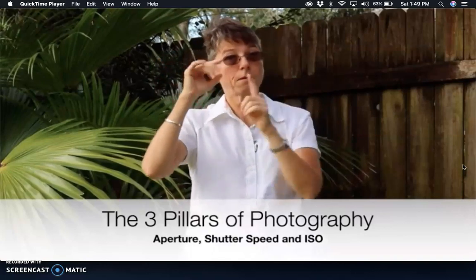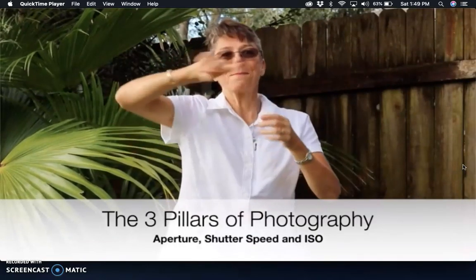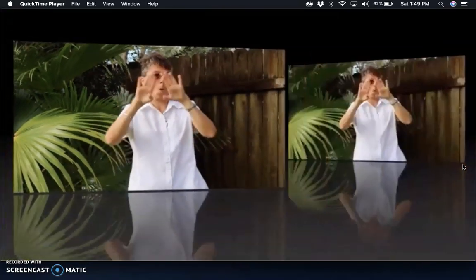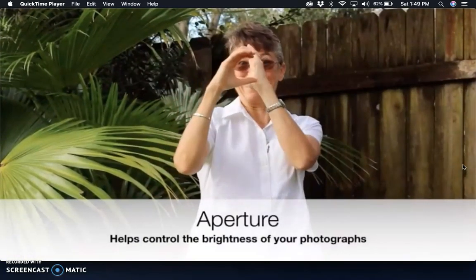Now there are three what are called pillars of photography that I want to talk about. And talking about these will help you understand how to take a better picture. The first one is aperture.